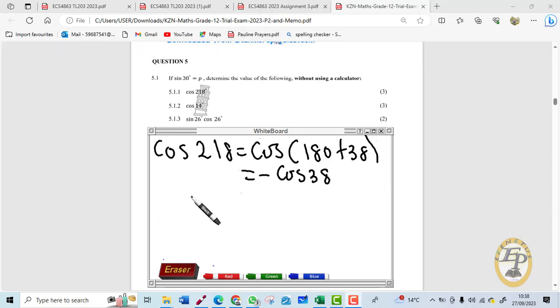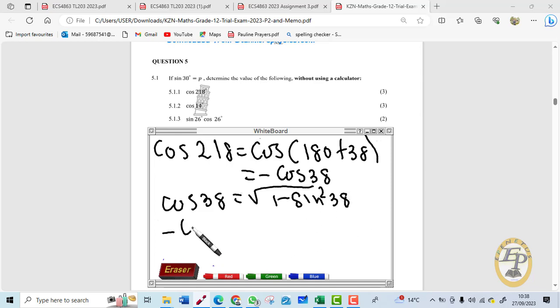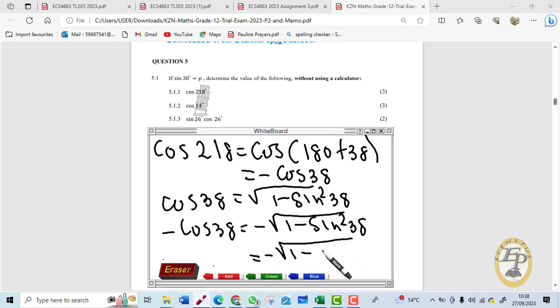Now, we know that cos 38 is equal to the square root of 1 minus sine squared 38. Therefore, negative cos 38 will mean negative the square root of 1 minus sine squared 38, which is negative the square root of 1 minus p squared.